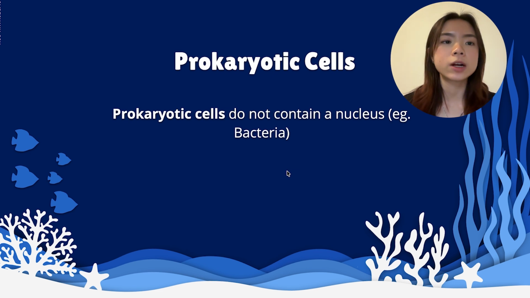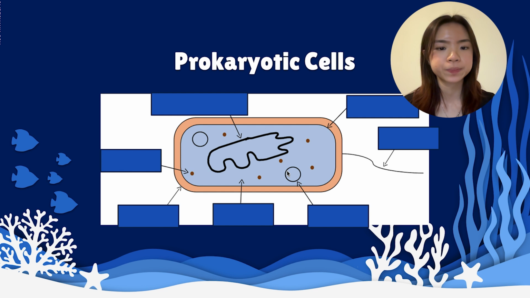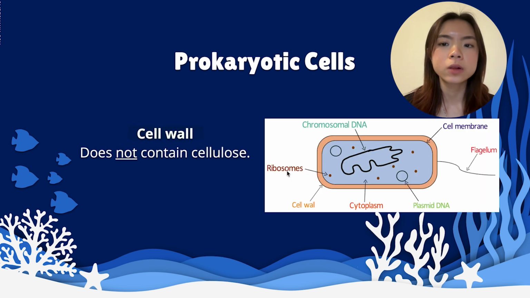So here we've got a diagram that shows a bacteria cell, and I've covered up all the labels. So try to take a guess as to what each label means, and then we'll go through each of them individually. So the first organelle within the prokaryote is the cell wall.